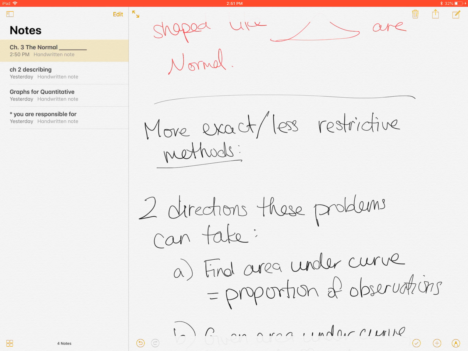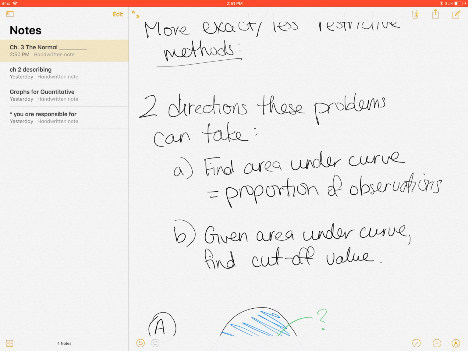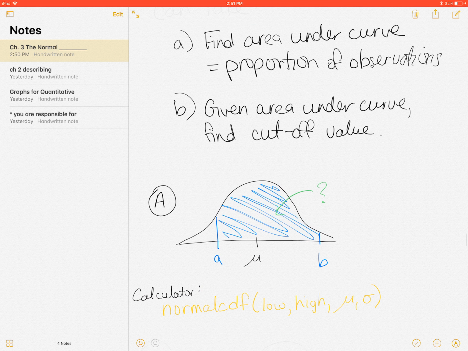So there are 2 ways we can use this more useful, more exact method. We can either be asked to find the area under the curve, the proportion or the percent of observations, or we can be given the area under the curve, the percent or the proportion, and asked to find that cutoff value, that line that cuts off that percent. So here's a picture of each. I could say, find the proportion of observations between A and B.